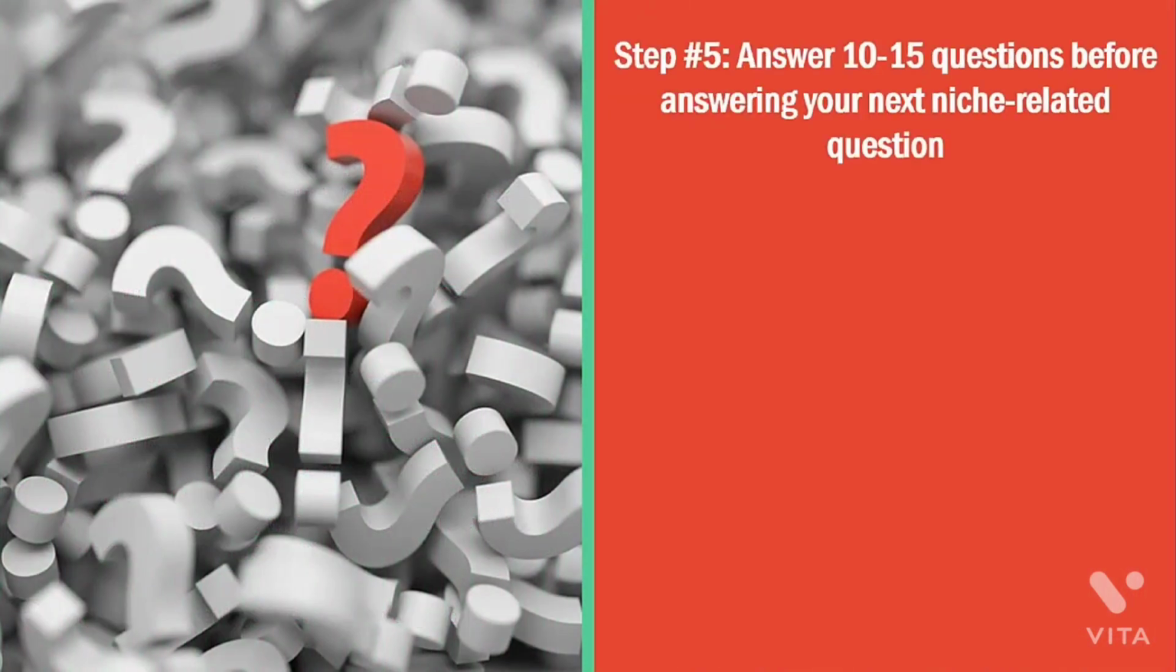Step number 5, answer 10 to 15 questions before answering your next niche-related question. This is a big deal. You can't just answer only questions related to your niche. You're going to be too obvious when you do that. I suggest that you answer 10 to 15 other unrelated questions in a wide range of unrelated niches.